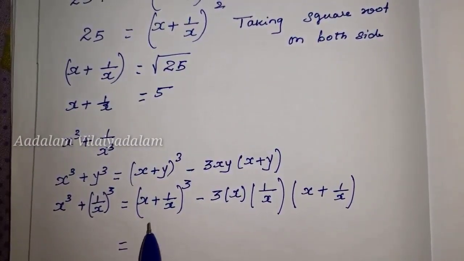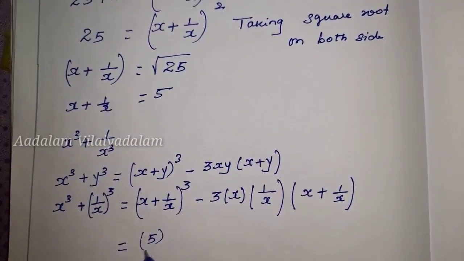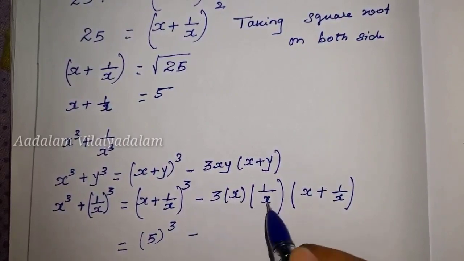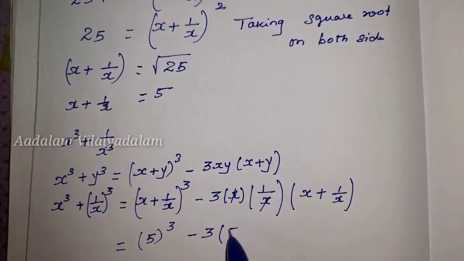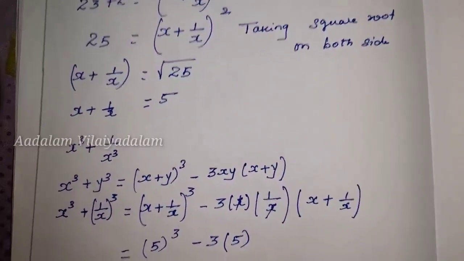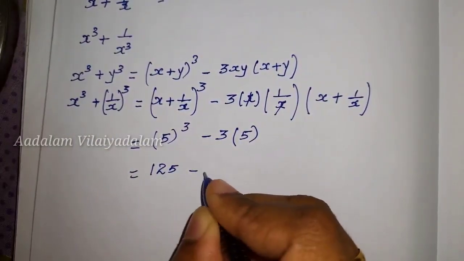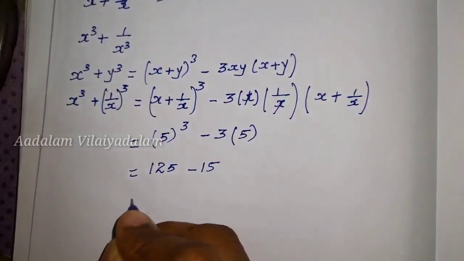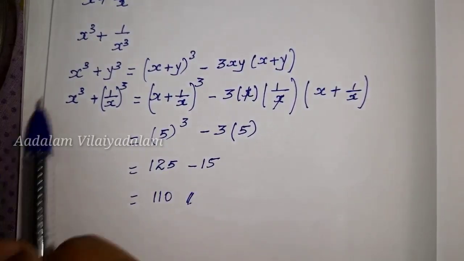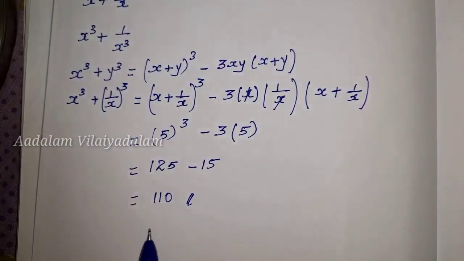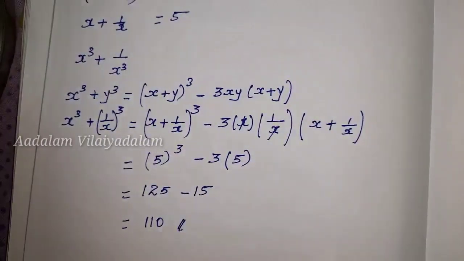Already we found the value, x plus 1 by x is equal to 5, that is 5 cube, minus here x cancel, 3 into x plus 1 by x value is 5. So 5 cube value is 125 minus 3 5s are 15. So 125 minus 15, the answer is 110. So the value of x cube plus 1 by x cube equal to 110. The value of x plus 1 by x equal to 5.